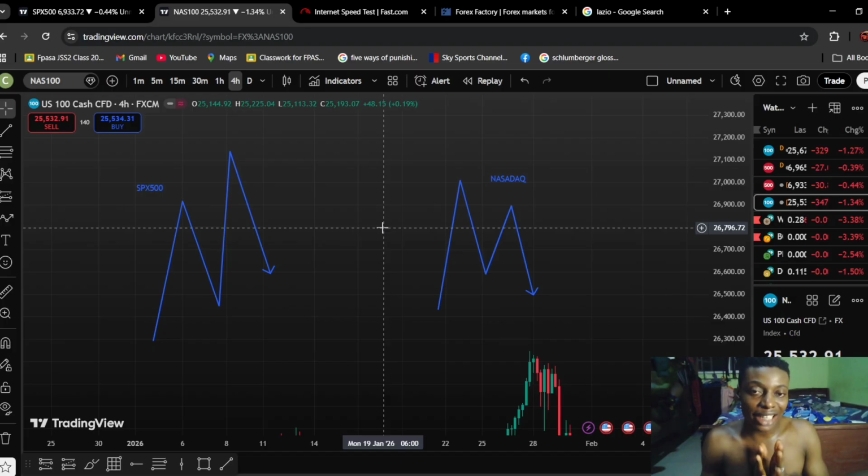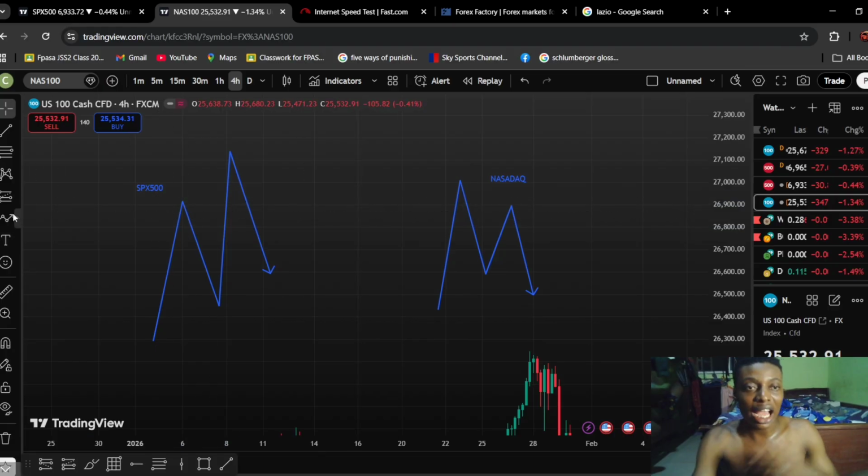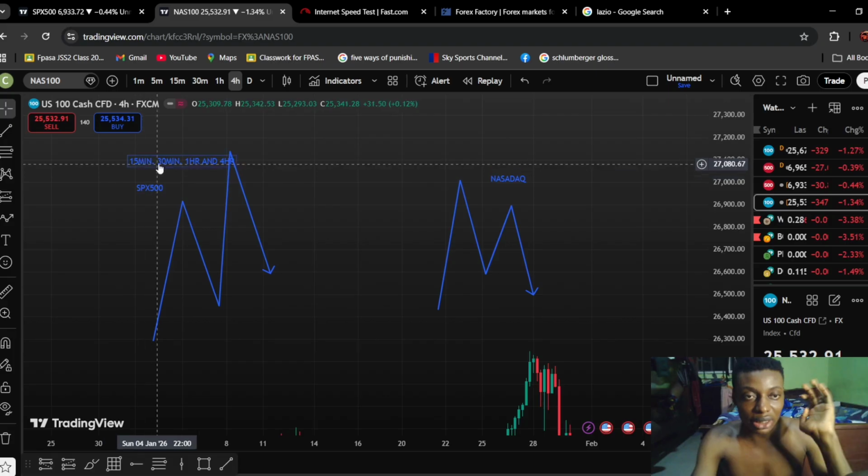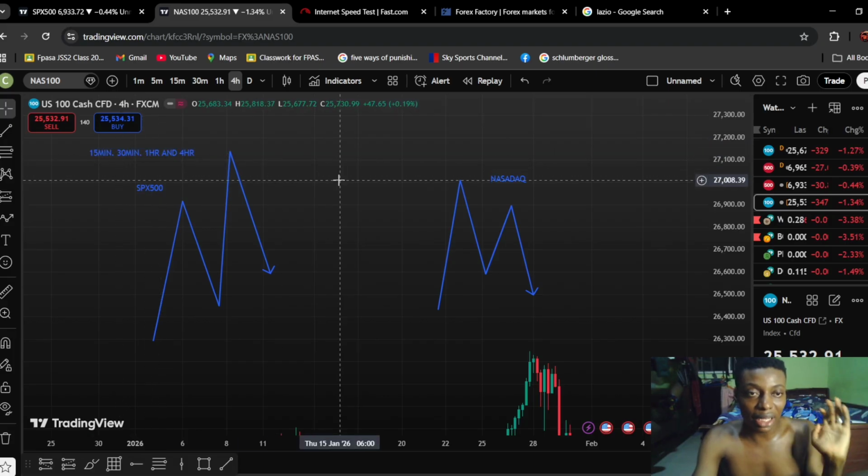Let's say price ends up coming up, sweeping a high time frame SMT after market open. My high time frame SMTs are 15 minutes, 30 minutes, 1 hour, and 4 hour. These are my high time frames.